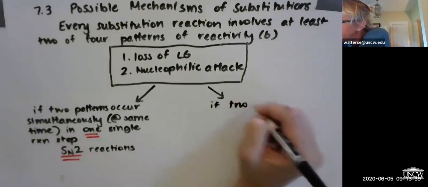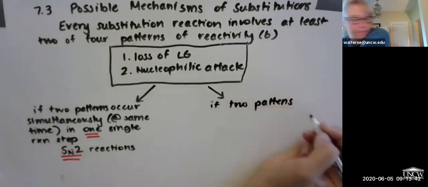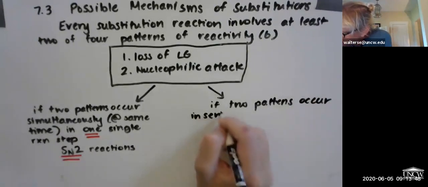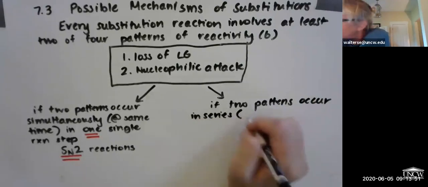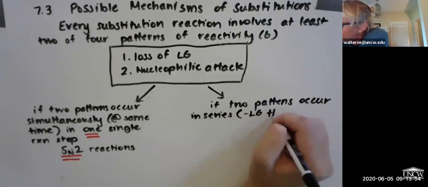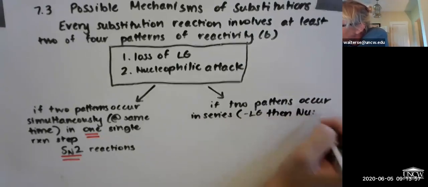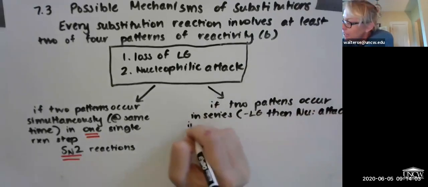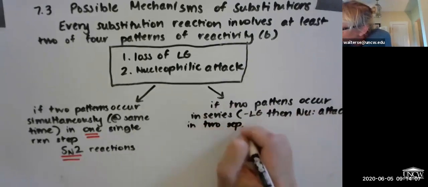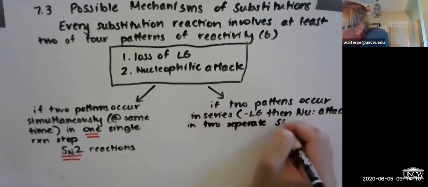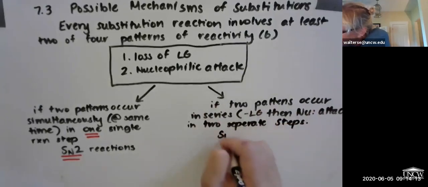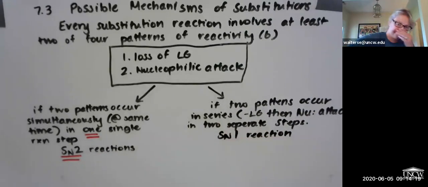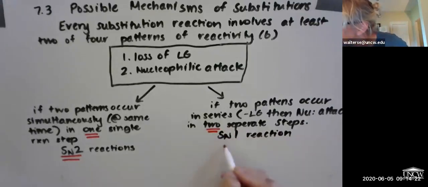If the two patterns occur in series, which means one at a time, minus the leaving group, then nucleophilic attack, in two separate steps, then you call it an SN1 reaction. So two separate steps, SN1.